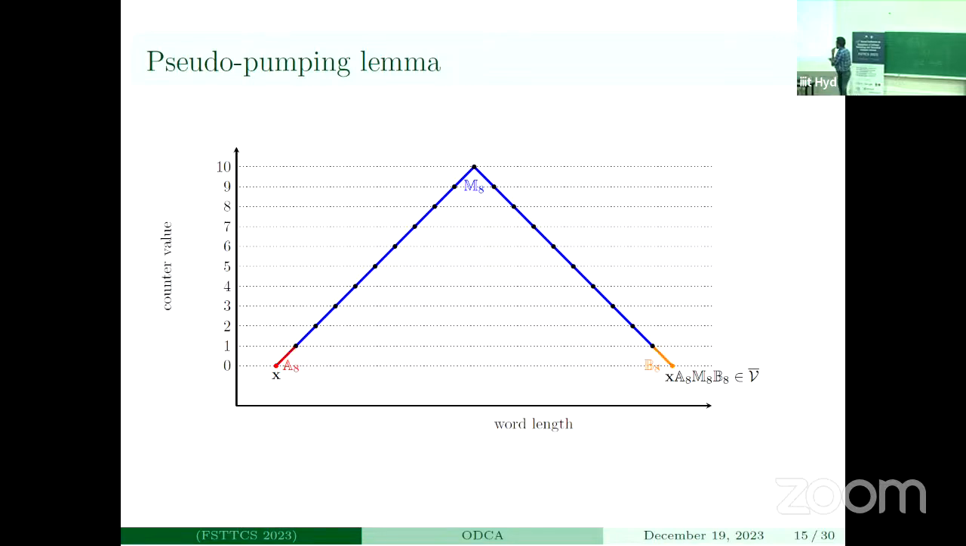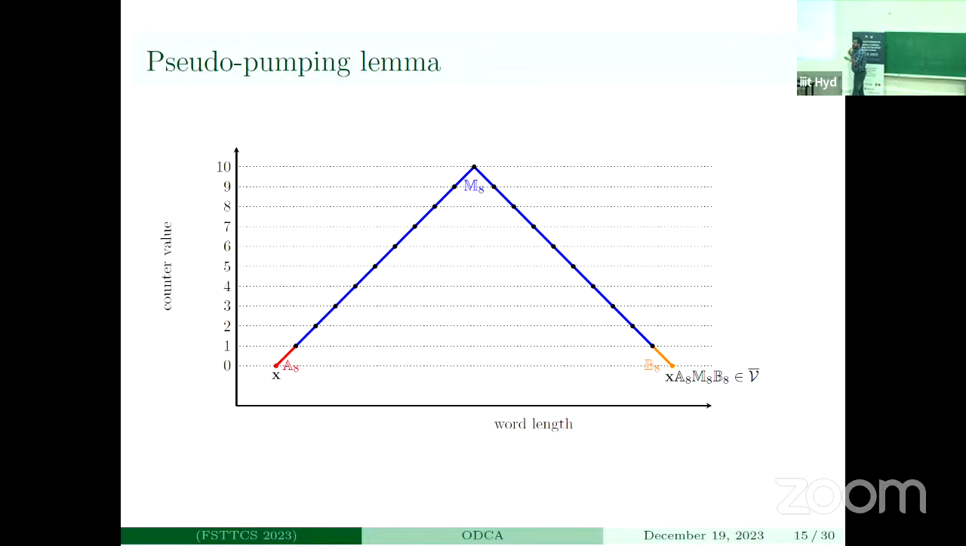Now, again, I look at the transition matrix of the word which takes me from counter value 0 to counter value 1 here, and I name it A8. M8 is the transition matrix corresponding to the word which takes me from counter value 1 here to counter value 1 here. And B8 is the transition matrix corresponding to the word which takes me from counter value 1 to counter value 0. Again, X times A8 times M8 times B8 is in V bar.